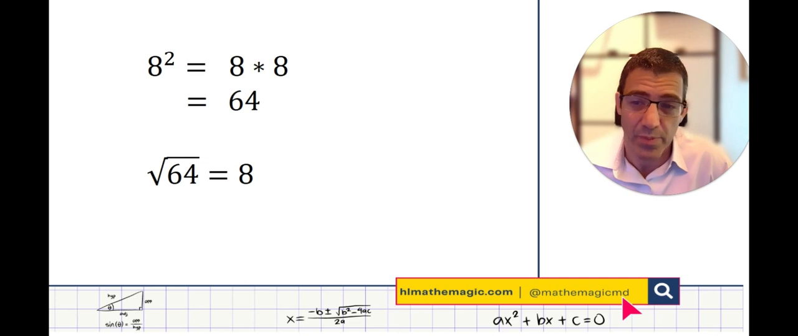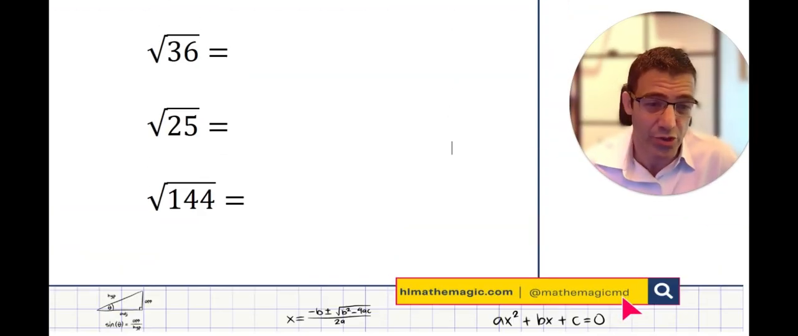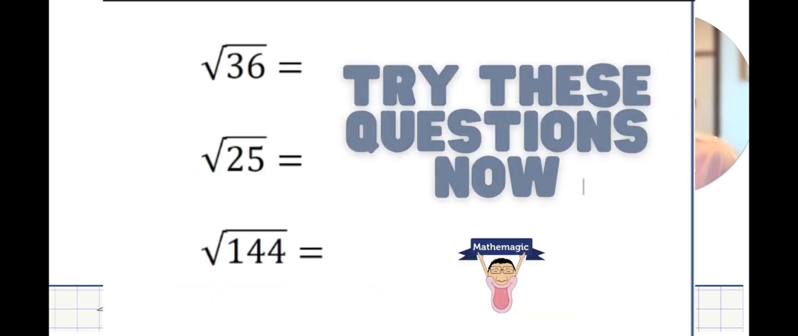So square numbers are important because 8 squared is 8 times itself, which is 8 times 8, which gives you 64. And when you look at the square root of 64, well, that's reversing that process and trying to figure out which number times itself will give you 64. And the number which times itself gives you 64 is 8. So here are 3 short questions which you can try to see if you can figure out the square root of a perfect square. So go ahead and try these.